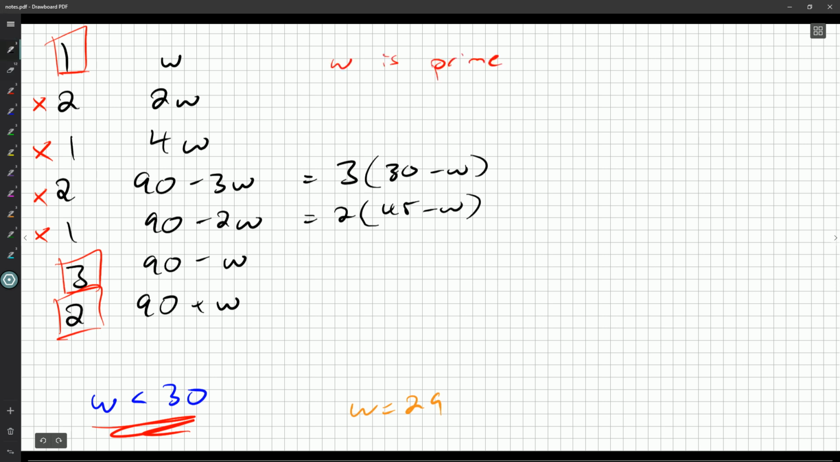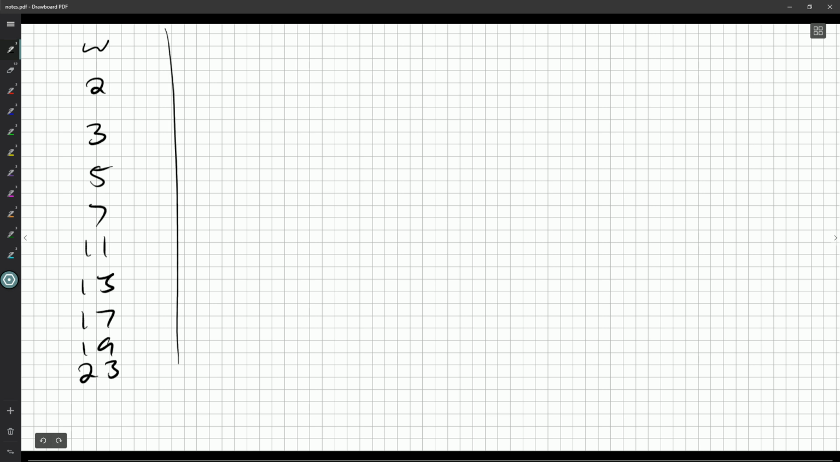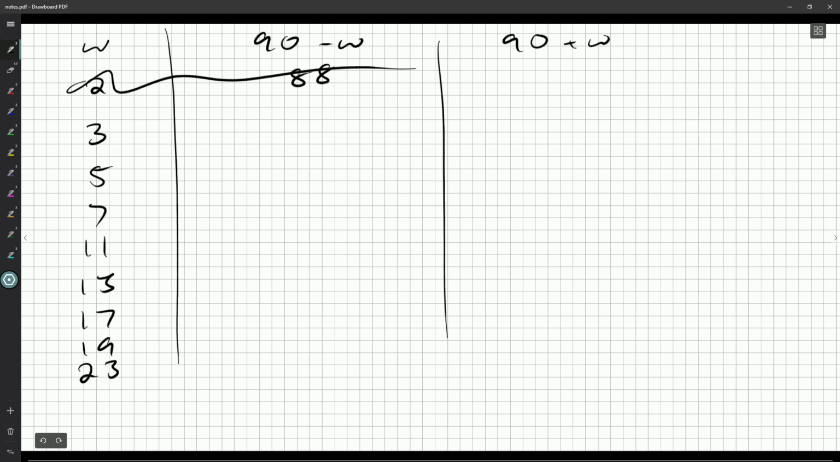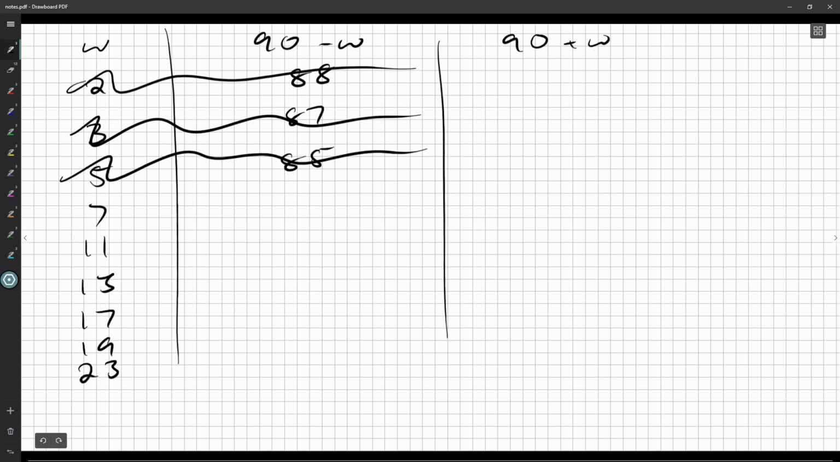And that narrows things down even more, so we might even be able to make a little chart. W can't be 1, but it could be 2, 3, 5, 7, 11, 13, 17, 19, 23. It could be 29 again, but we already did that one. And that's it for primes less than 30. And what are our other possibilities? 90 minus W and 90 plus W. These have to be primes. So for 2, the next one isn't a prime, so don't even bother. For 3, not a prime, don't even bother. 5, not a prime, don't even bother. None of the factors of 90 would help us here. None of the prime factors. 97 is a prime, and 83 is a prime.